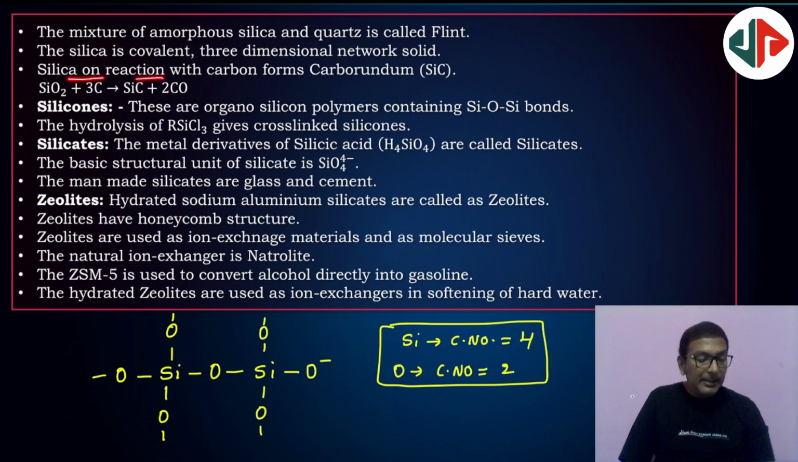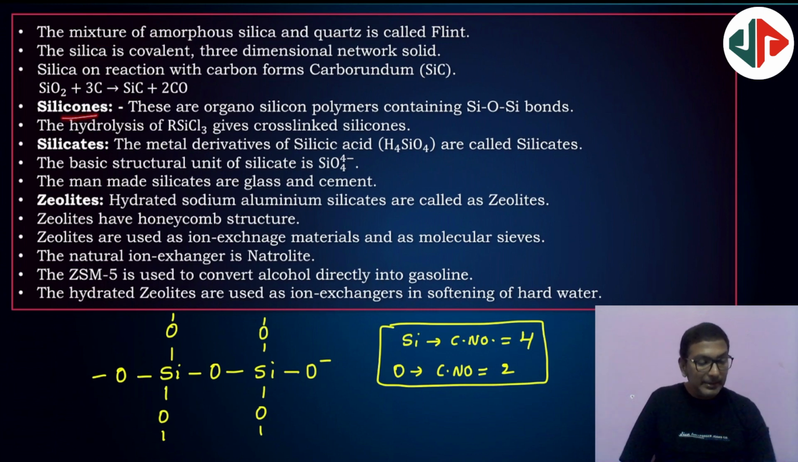Silica on reaction with carbon forms carborundum. Silicon carbide is also known as carborundum. It is used as abrasive. Abrasive means cutting of metals. For cutting of metals it can be used. Or for polishing of metal surfaces it can be used.